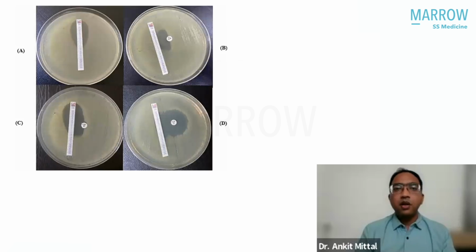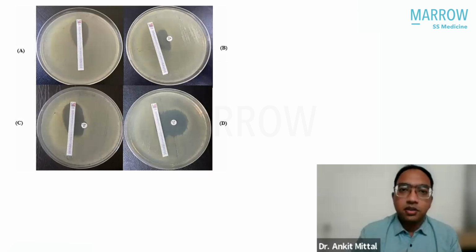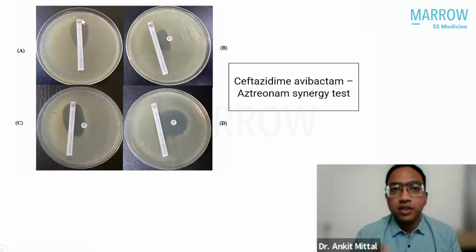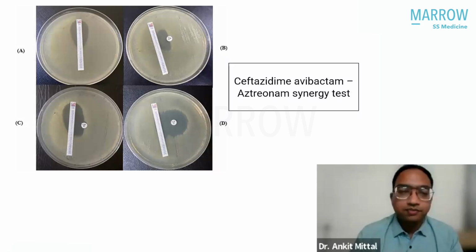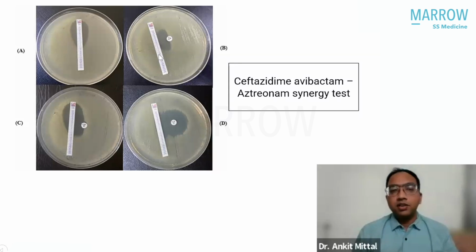Now, just briefly, I'll talk about the synergy test. It is done by various methods. This is one of the standard methods. So I'll just walk you through this photo, this diagram. The first one is an E-strip of ceftazidime-avibactam. Here you see that there is a zone of inhibition around the E-strip, which shows there is some sensitivity to ceftazidime-avibactam. If you look at B, what you see is there's only an inverted D-shaped zone of inhibition between the aztreonam disc and the ceftazidime-avibactam strip.